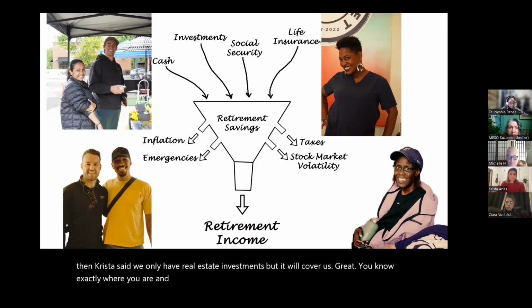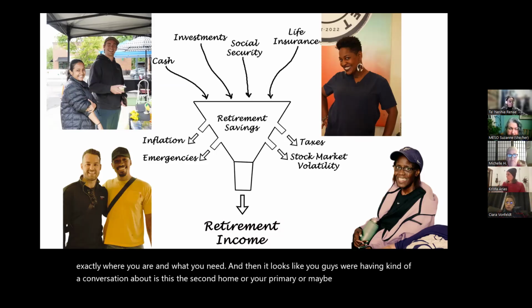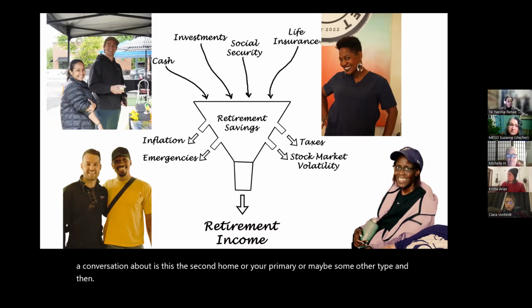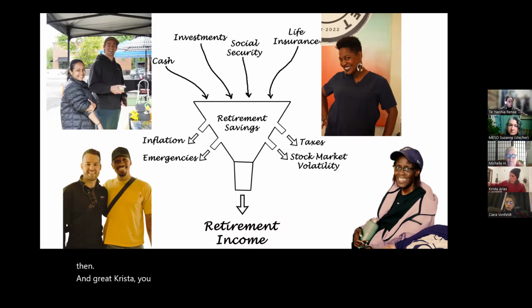And then it looks like you guys were having kind of a conversation about is this a second home or your primary or maybe some other type. And then great, Krista. You have a primary home, some land, and a cool old elementary school. You guys have an elementary school? Will you tell us more about that, Krista?